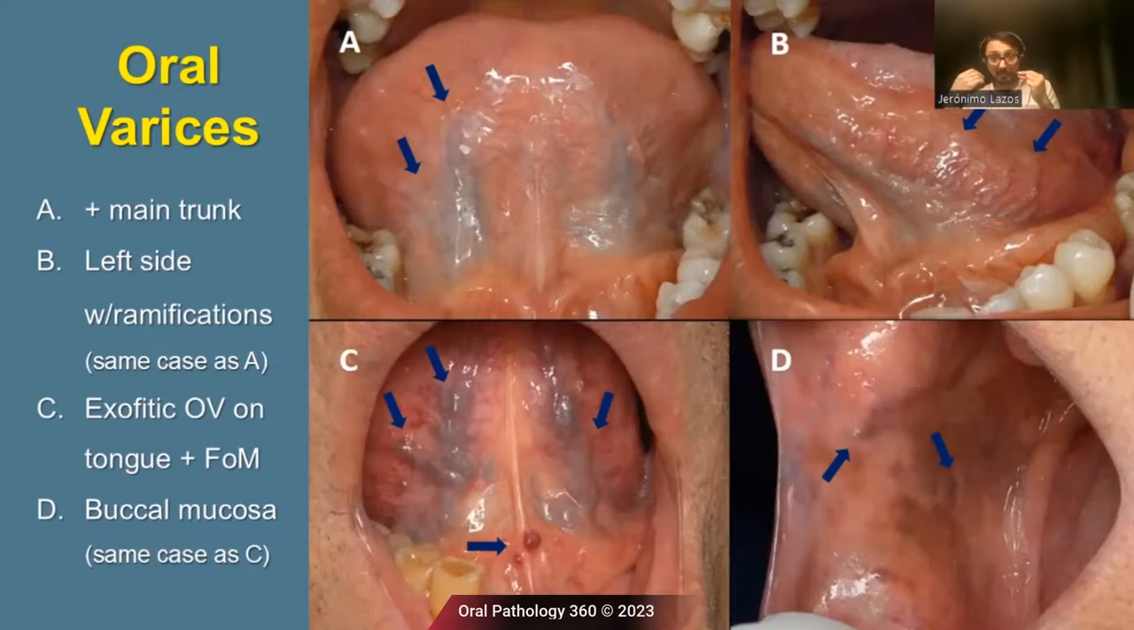In picture C, left down, we can see more pronounced OB on the tongue with evident asymmetry. Even in this patient, we can see varicosities on the floor of the mouth, as you can see with the arrow signaling a varicosity near the osseous umbilicus. Picture D is the same patient as C, showing that this patient has oral varicosities in other parts of the mouth, in this case, particularly showing oral OB on the buccal mucosa, along with some melanotic spots.